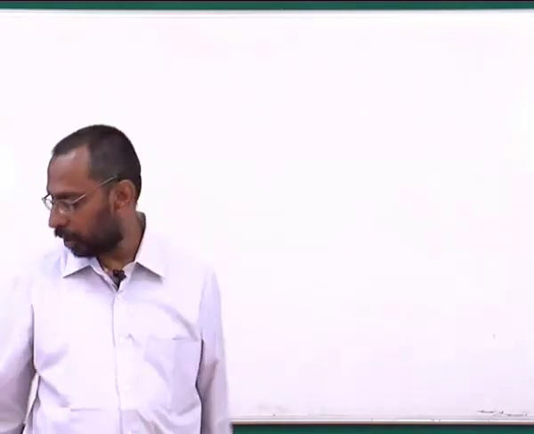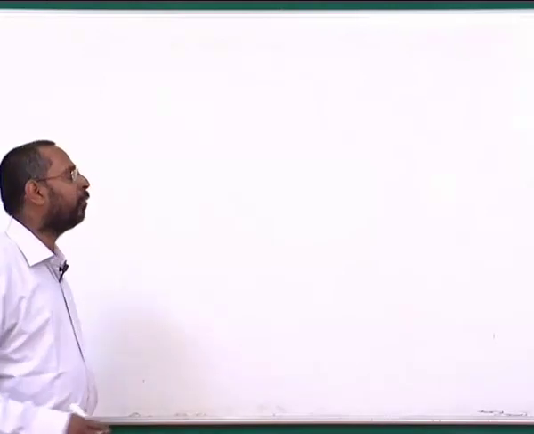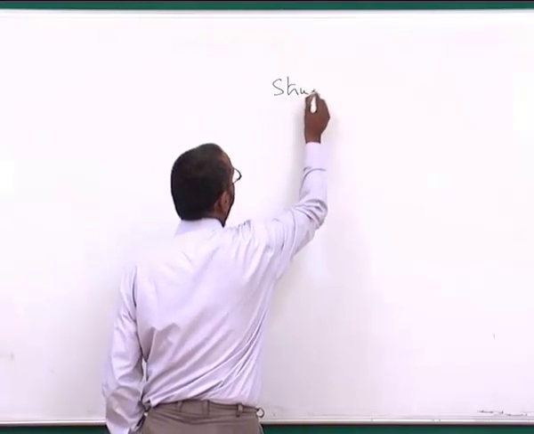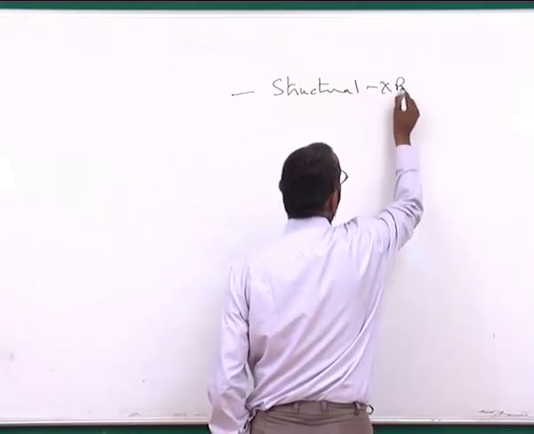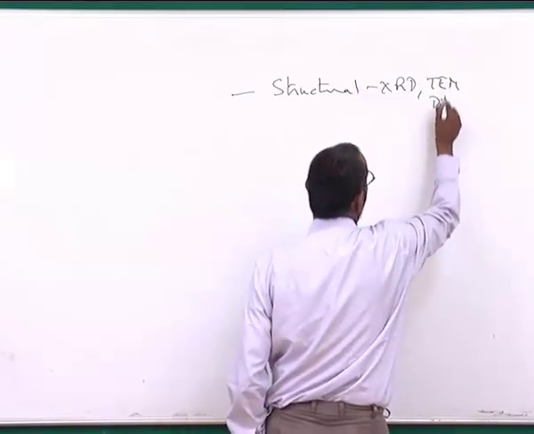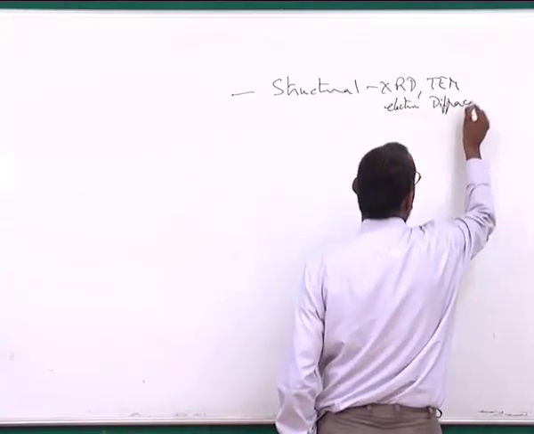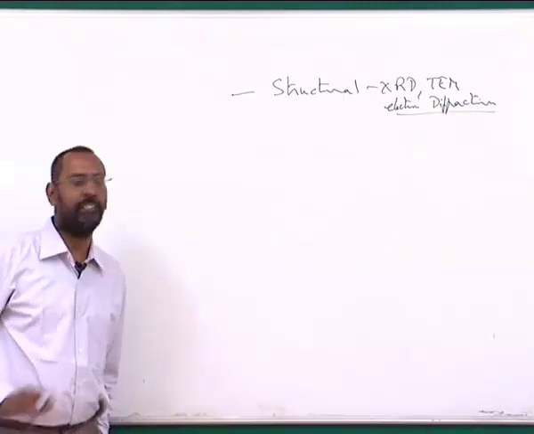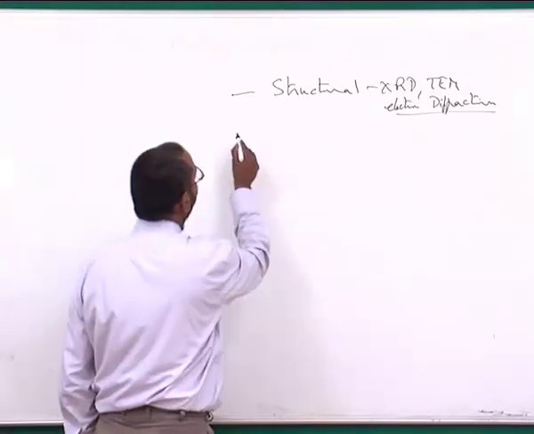So far we have been talking about various characterizing tools. We started with structural characterization. You remember, we talked about XRD. We talked about TEM as a diffraction tool, what we call electron diffraction. Of course, we did not go to the other diffractions such as neutron diffraction, which is a little more involved. So we left that part of it. So we looked at structural characterization.